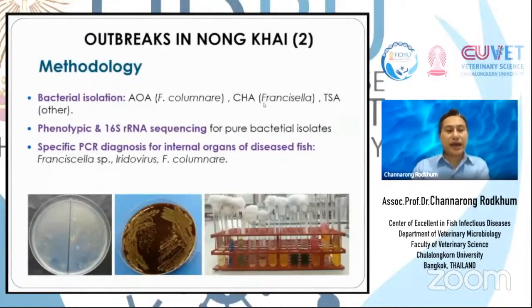After isolation, you may apply phenotypic and genotypic methods to identify the bacterial pathogen. In this case, we use phenotypic or biochemical characterization, and we use 16S rRNA sequencing to identify the bacterial species. For other pathogens, we use specific PCR diagnosis on internal organs of diseased fish, such as specific PCR for Francisella, iridovirus, and Flavobacterium columnare.